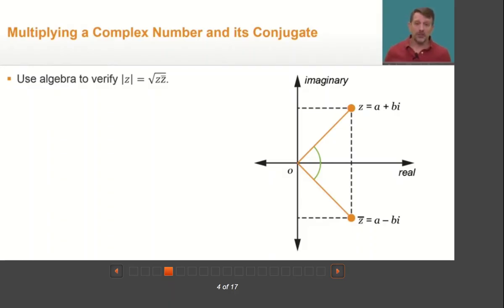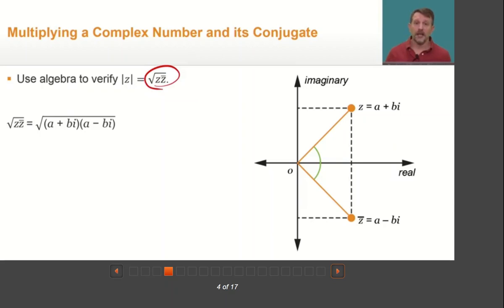We can use algebra to prove that the modulus is equal to the square root of the product of the complex conjugates. We expand the square root of z times z bar in terms of what z and z bar describe as complex numbers.